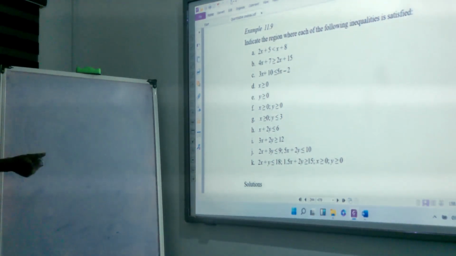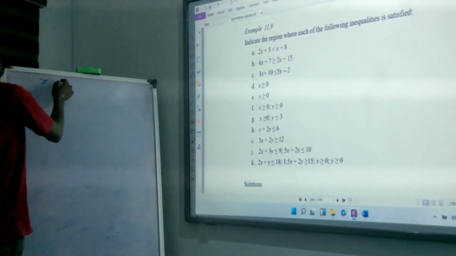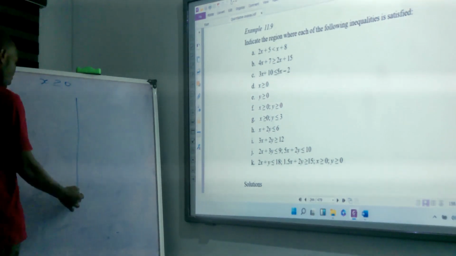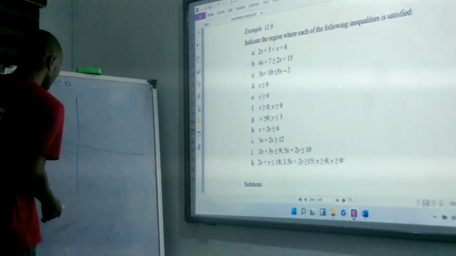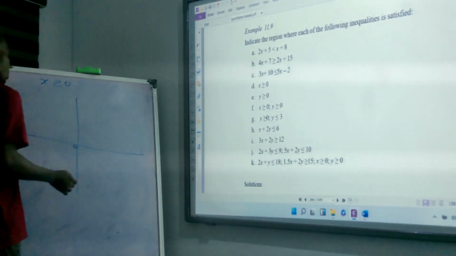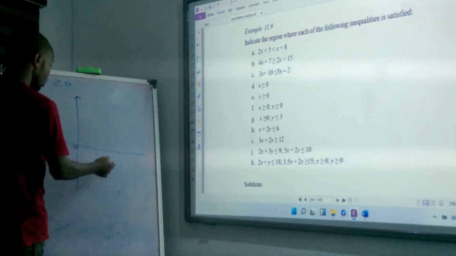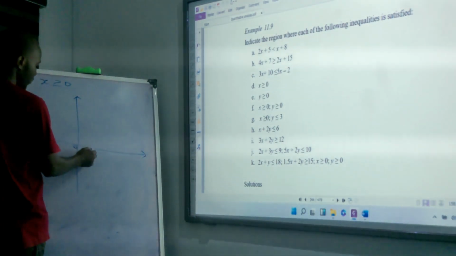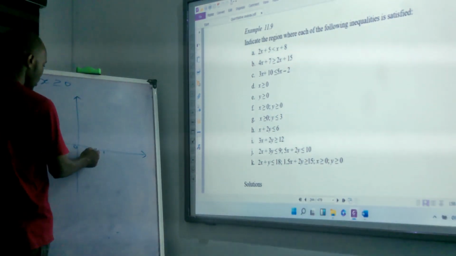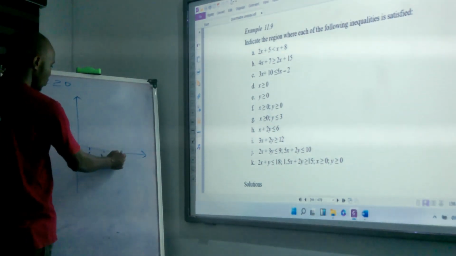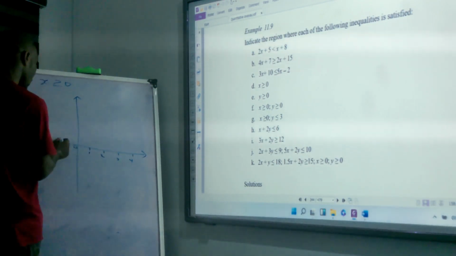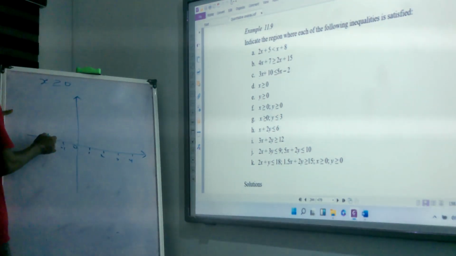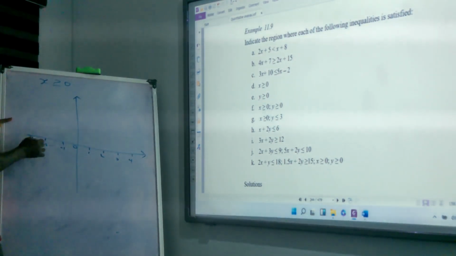So here we have x greater than or equal to 0. If we have both axes here, these are things going to the right, it's increasing. So these are positive values for x: 1, 2, 3, 4. Negative values for x: minus 1, minus 2, minus 3.